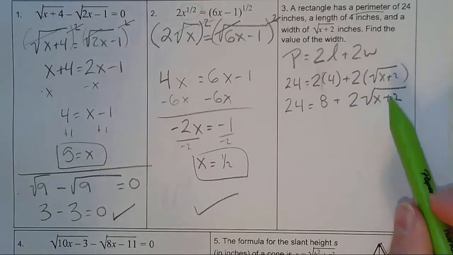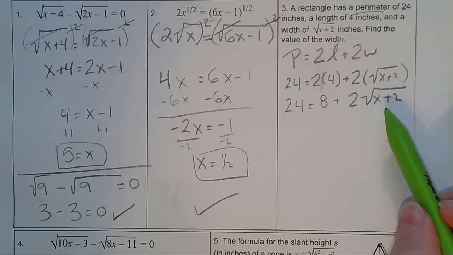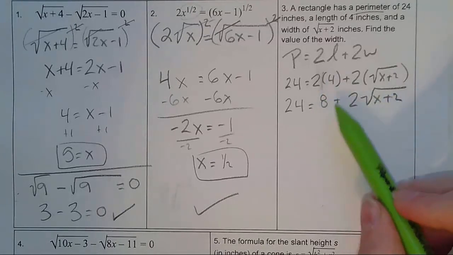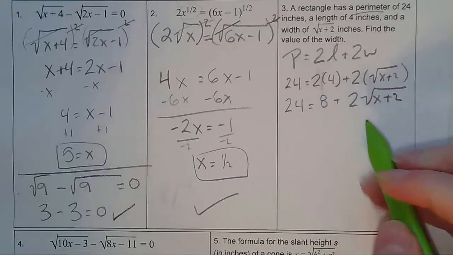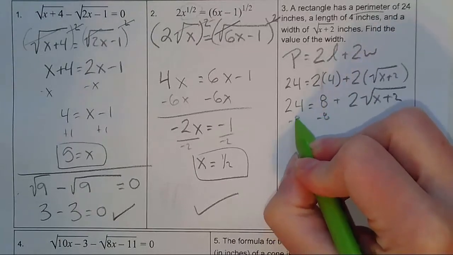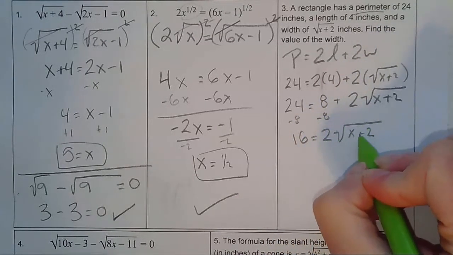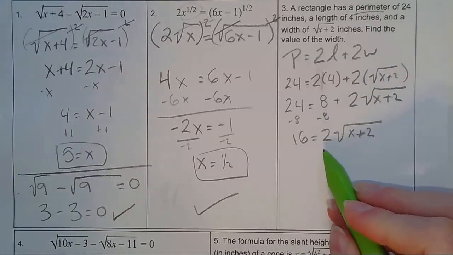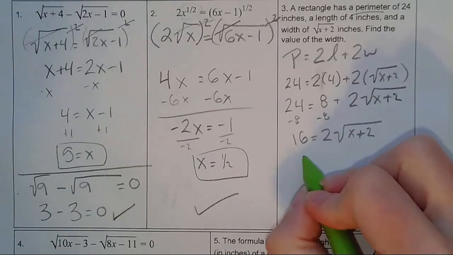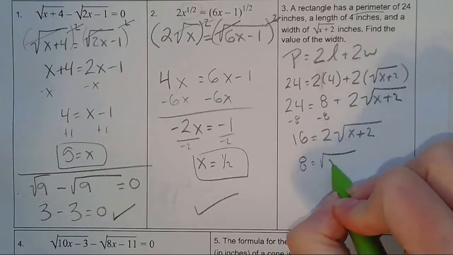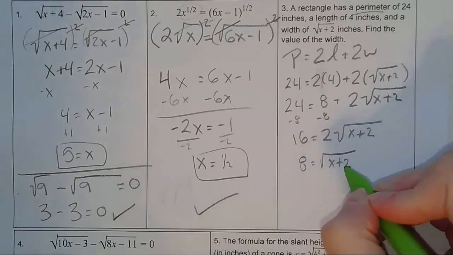All right, so if you have only one radical, again, I want to be able to square that guy. So get rid of everything else. Get rid of loosely attached first. So minus that 8 over. And then get rid of that firmly attached, so divide by 2. Divide by 2 on both sides, you get 8 equals square root x plus 2.